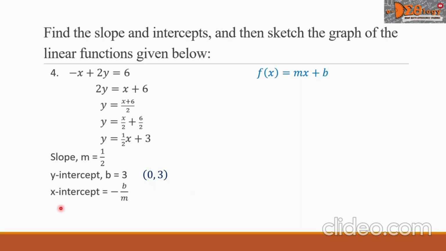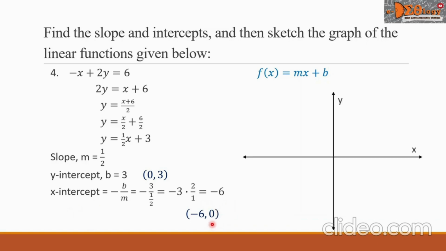Now we proceed to the x-intercept. Our formula, negative b over m. Let us substitute the values. So we have negative of b, that is 3, all over the m, that is 1/2. We simplify this as negative 3 times 2 over 1. Then finally, the value is negative 6. Showing this as a point, we write (negative 6, 0). Remember that for the x-intercept, the y-coordinate must be 0.